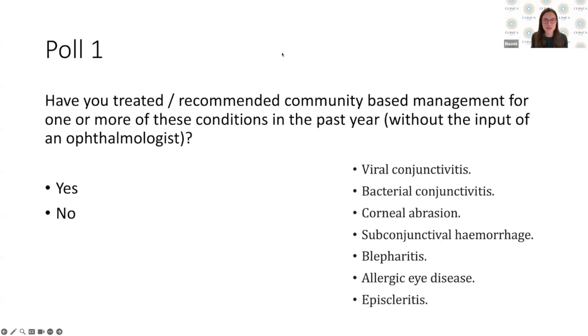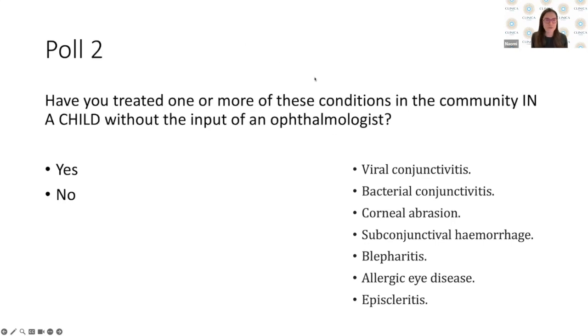So you hopefully are seeing on your screen: have you treated any of those conditions in the community, if you're a community practitioner? I'm talking about any age of patient. Have you done it without the help of an ophthalmologist? I'll just give you a few moments to press the buttons. Wow, you're all fast. Okay, I think most people have answered. I am seeing that 94% of you have dealt with these conditions in the community without the help of me or Jen. So I'm glad I was hopefully right about that.